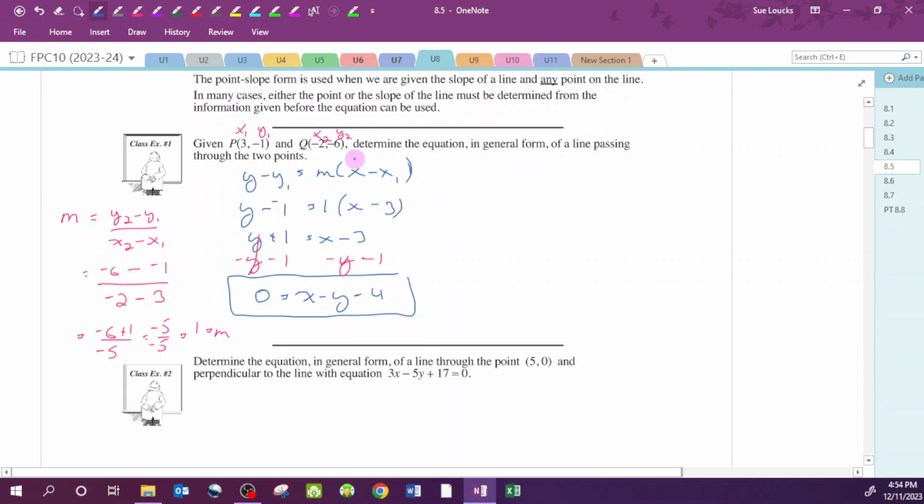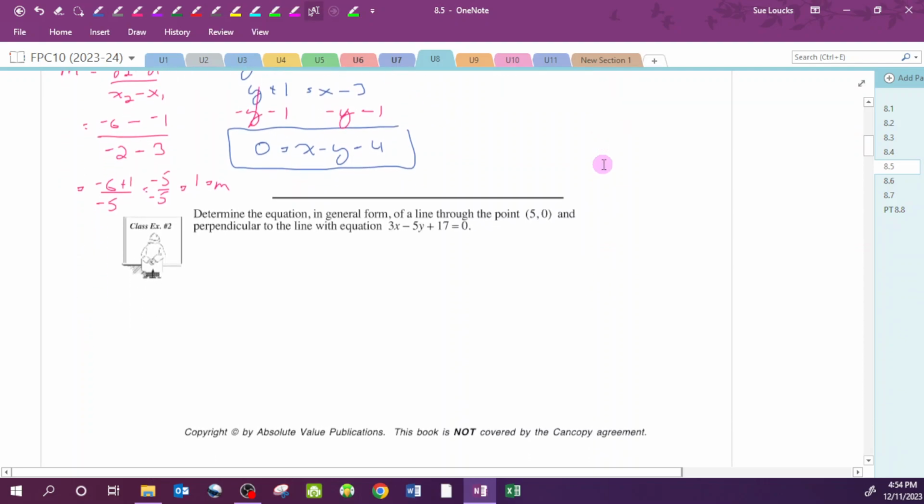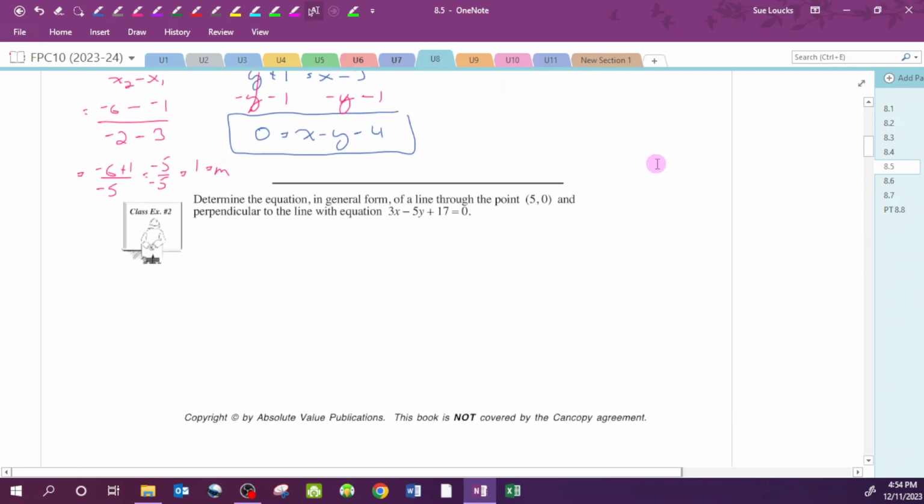Okay, next question: determine the equation in general form of a line through the point and perpendicular to this. So the first thing I need is a slope. I need to find the slope of this line. So number 1, find slope.